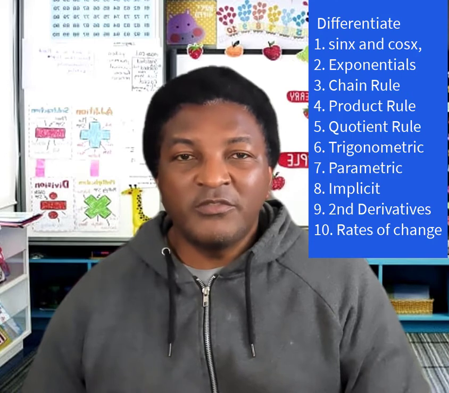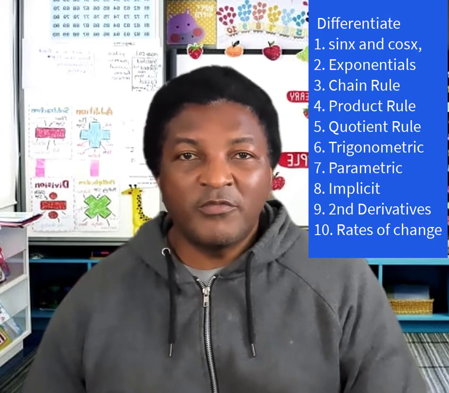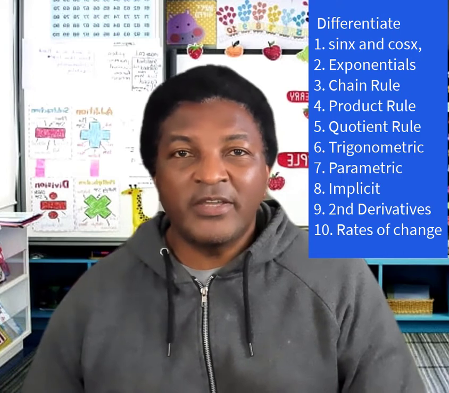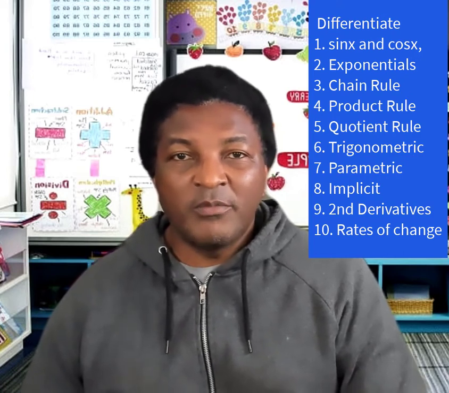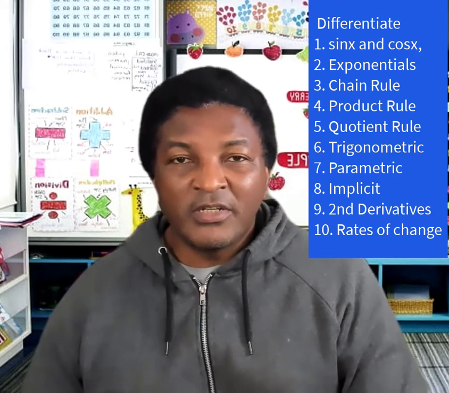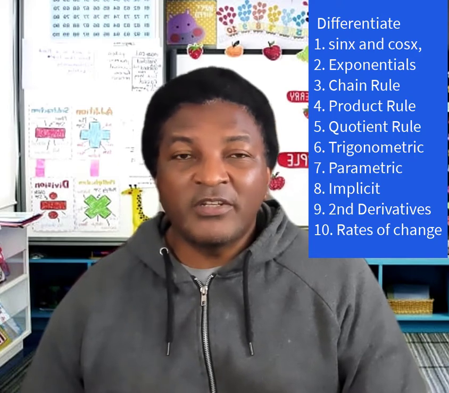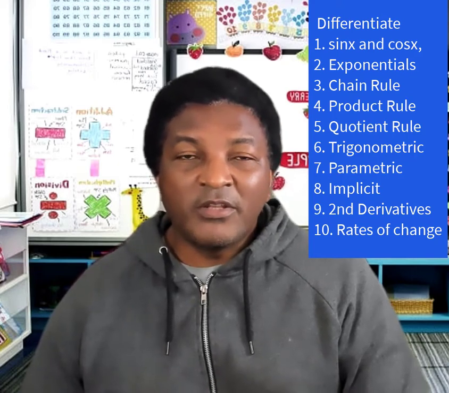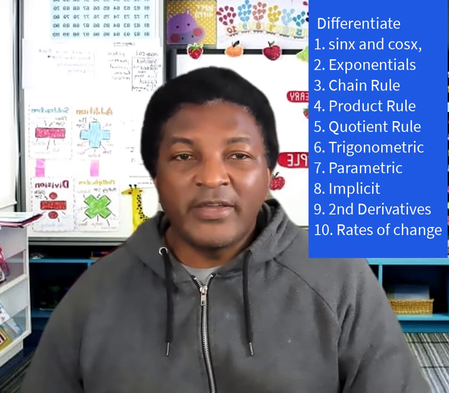Be able to differentiate dV over dr if the volume is given by V is equal to 4 over 3 pi radius cubed. That's the volume of a sphere. Be able to find dV over dr. That will give you 3 times 4 over 3 pi radius to the power 3 minus 1, which will give you 4 pi radius squared.